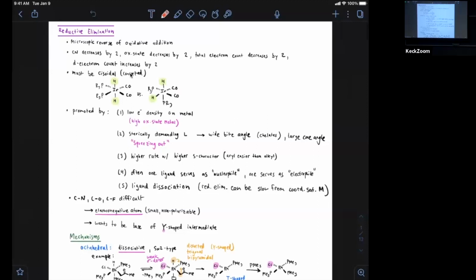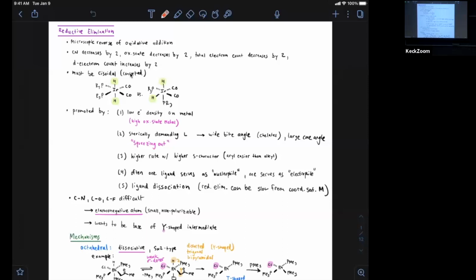So we've talked about oxidative addition, and now we're going to talk about its microscopic reverse process, reductive elimination. Because these are microscopic reverses of each other, I'll go through this part fairly quickly, because most of the trends that we've encountered for oxidative addition are going to now be the opposite in reductive elimination.